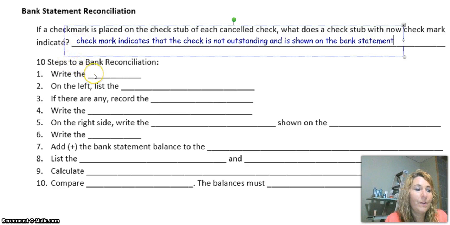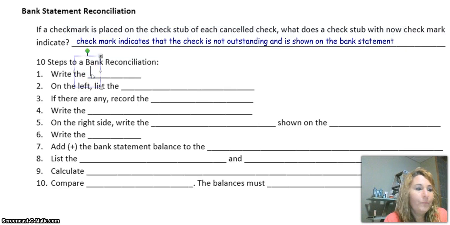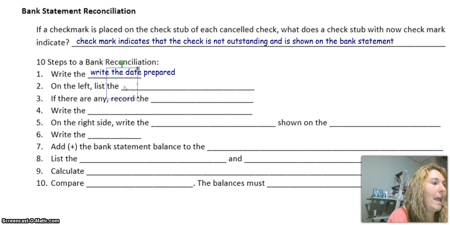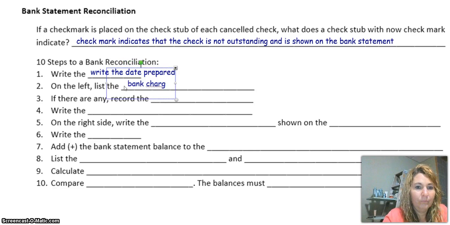There are 10 steps to doing your bank reconciliation. If you look in your book at page 125, it shows a picture of what the bank reconciliation form looks like, and we're going to do that together in just a little bit. First of all, you're going to write the date it is prepared. You're not going to write the date that is printed on your bank statement. You're writing the date that you are preparing your bank reconciliation.